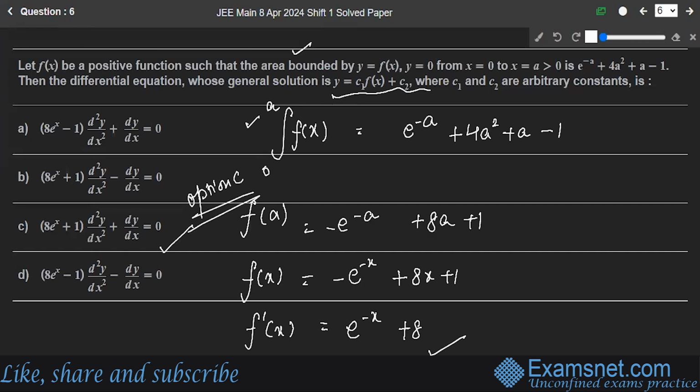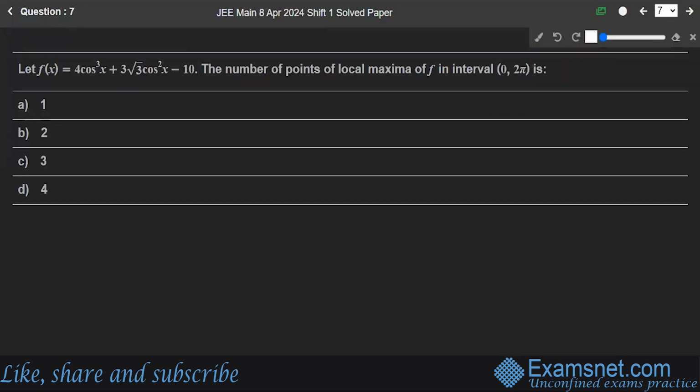This is the correct answer to the question. Hope you understood that. Let's move to the next question. Question number 7: let f(x) be equal to this function. The number of points of local minima of f in the given interval 0 to 2π is.